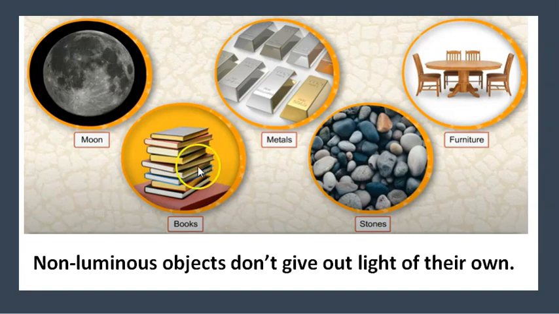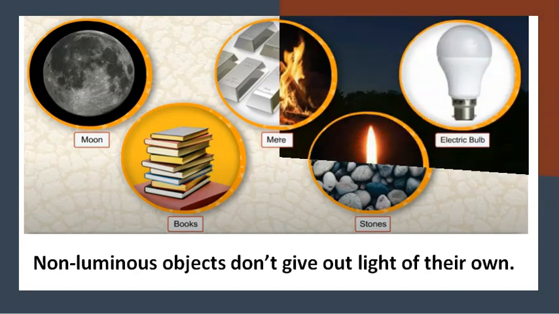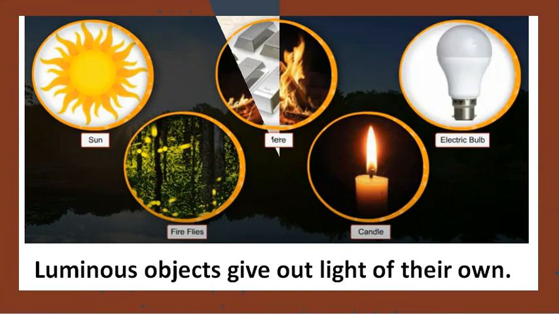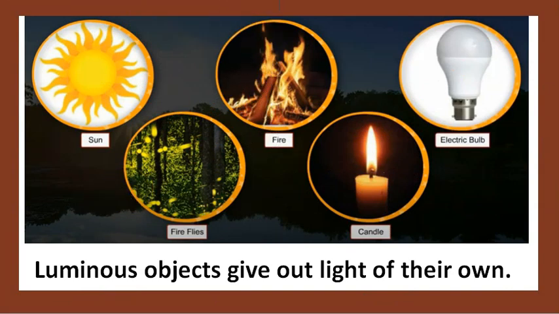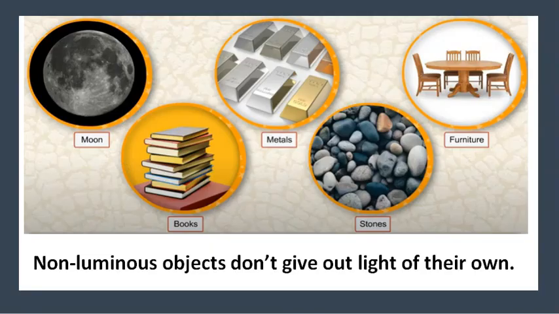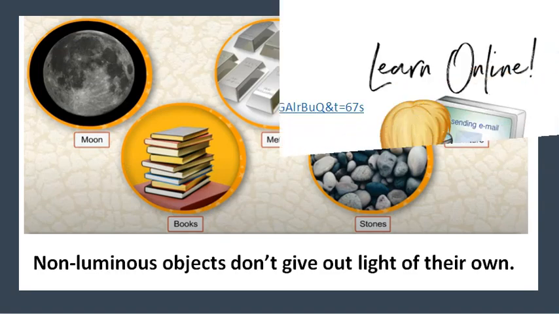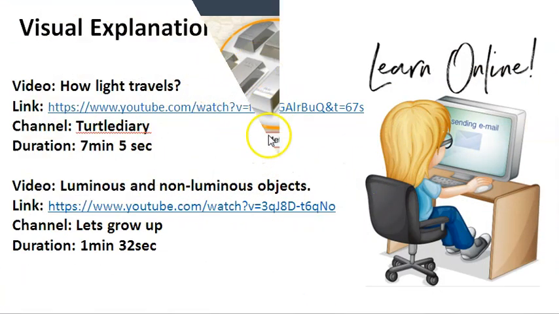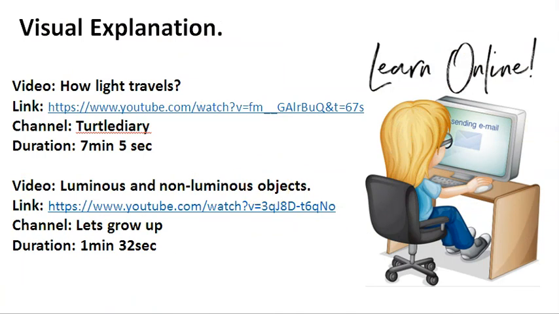So I told you about luminous and non-luminous objects. Okay, the difference between them. Luminous objects have their own light and non-luminous objects don't have their own light. Okay. So there is a visual explanation. There are 2 links. Must watch it.